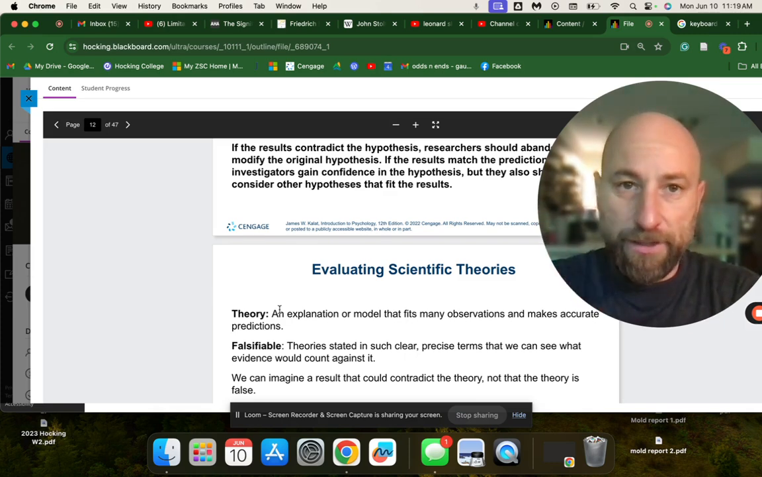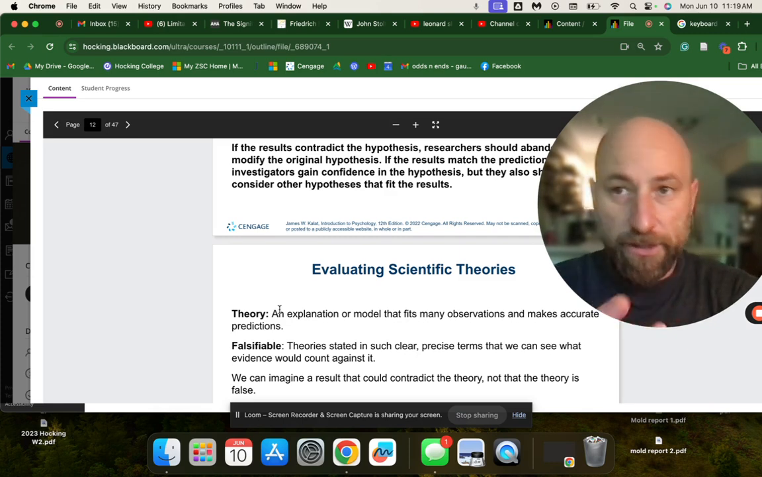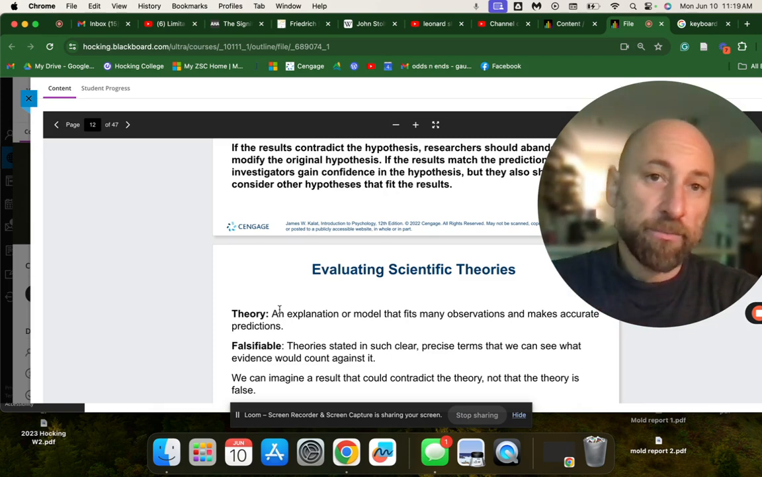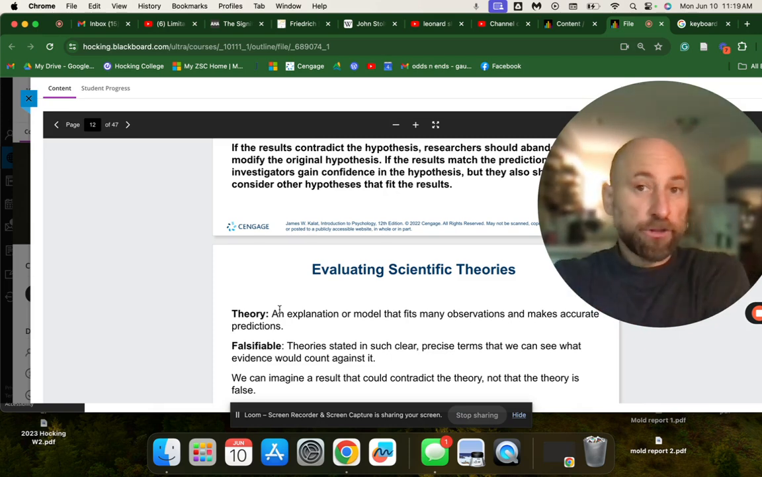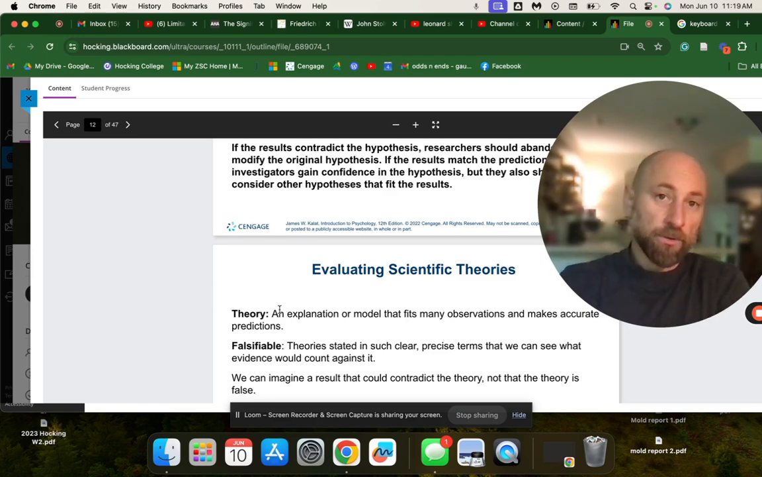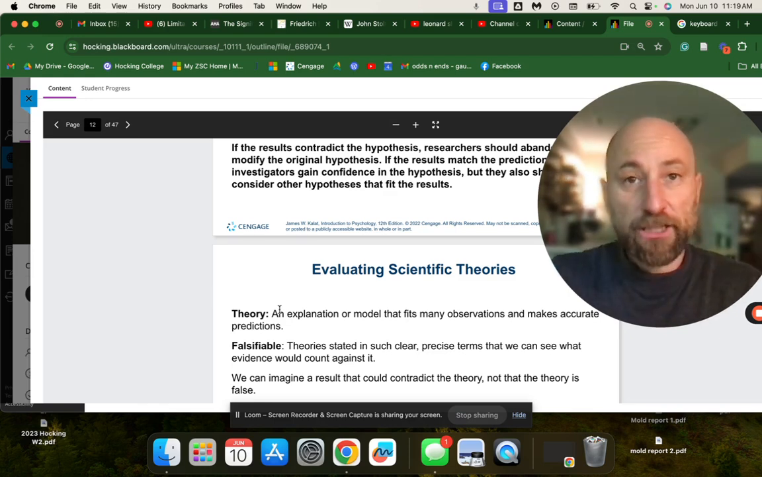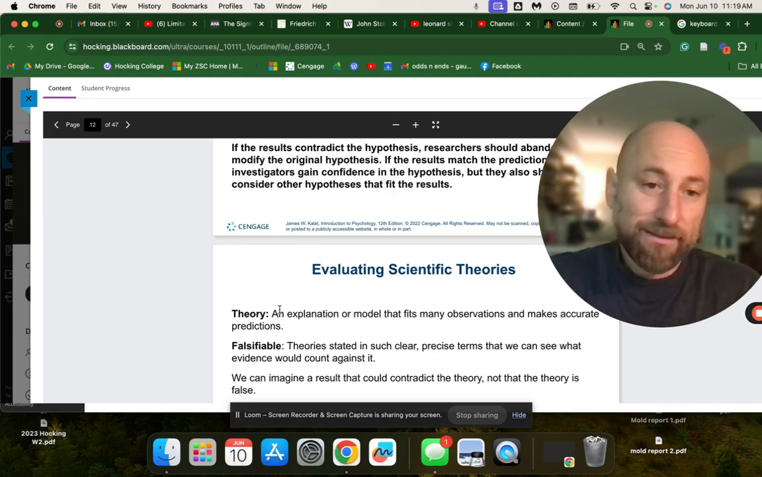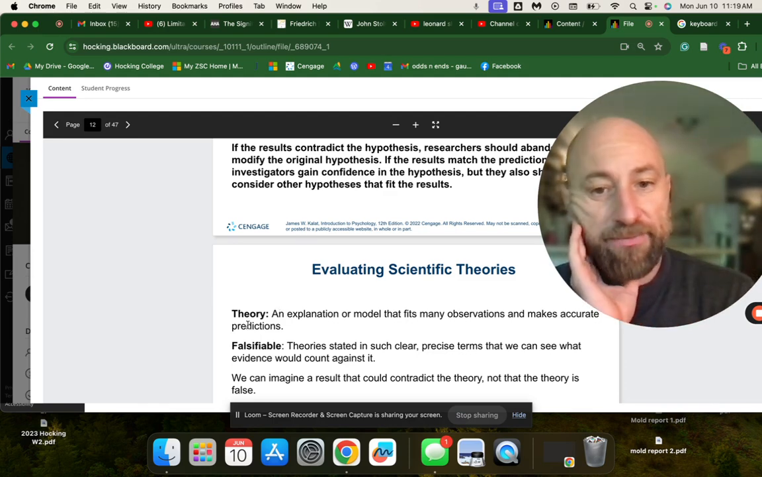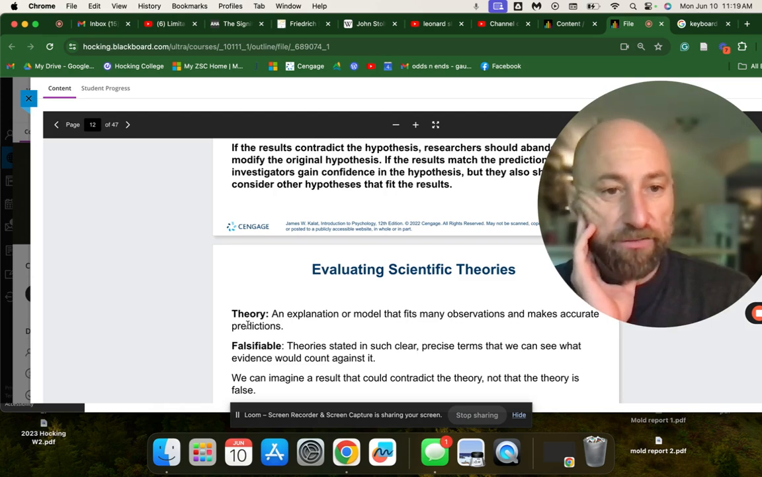If I've got a theory about depression or a theory about aggression, people that have experienced physical abuse from their parents are more likely to perpetrate physical abuse on other people, or children that experience physical abuse at home are more likely to bully other kids in school, right? It has a prediction, and now I can go out and test it. I can collect data. Something is not a scientific theory if it's not falsifiable, right?